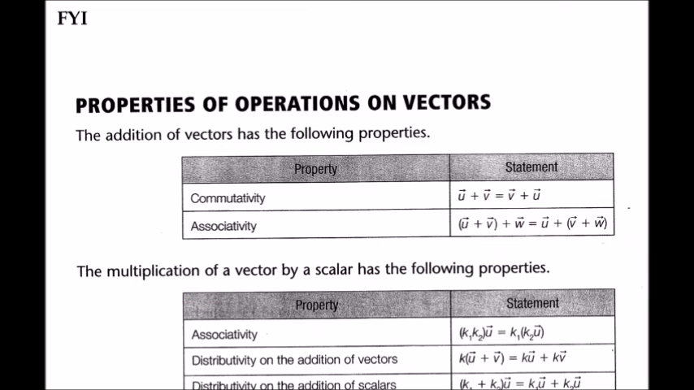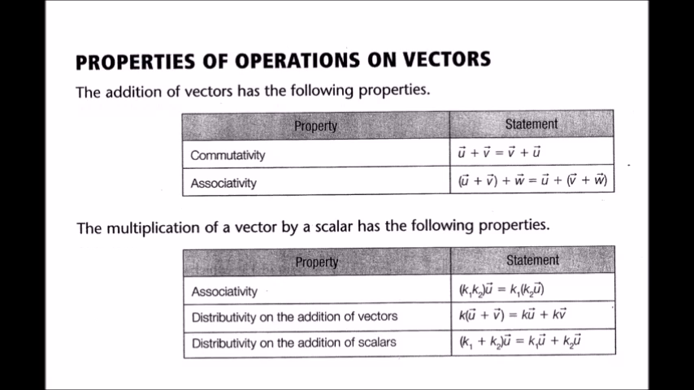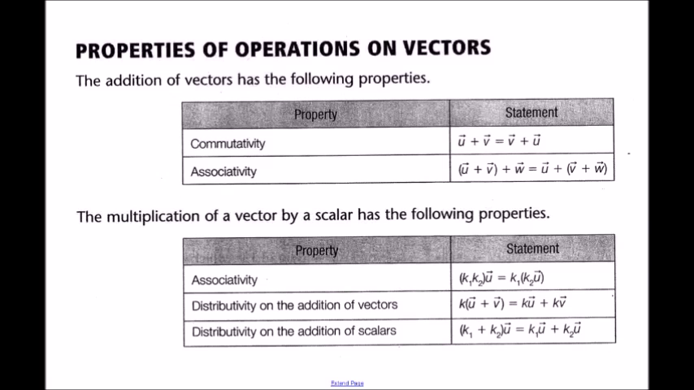And last, just a few properties of operations on vectors. So commutativity is if you have u plus v, it's the same as doing v plus u, you can switch them around. Or you can add the first two and then the third one, or you can start with the first one and then add the second and third. Also with the multiplication by a scalar, again you can do associativity. That means you can multiply your two scalars together and then the vector, or you can start with one and then the second one.